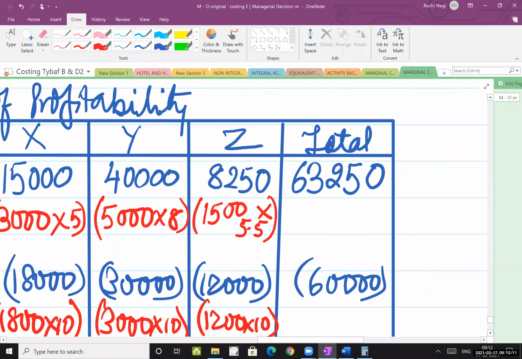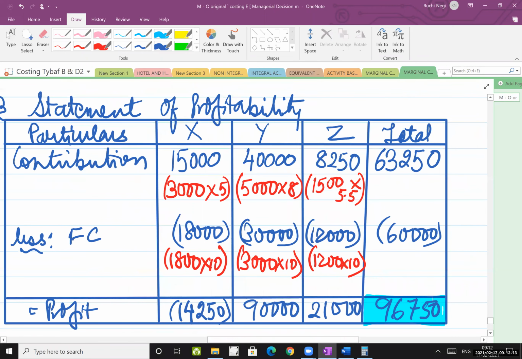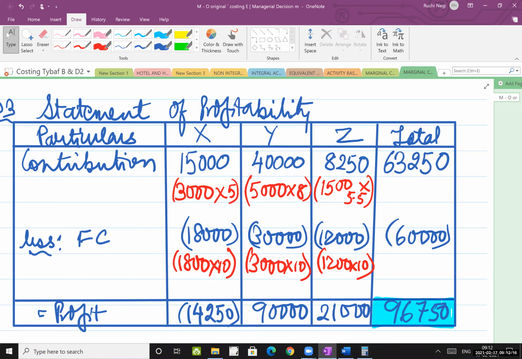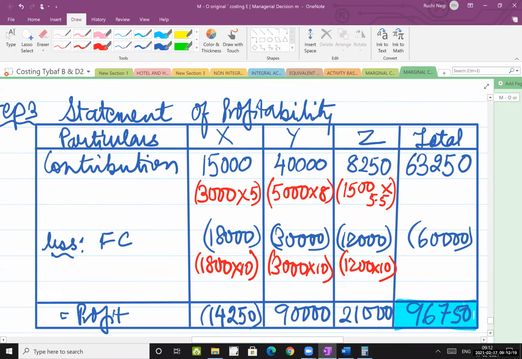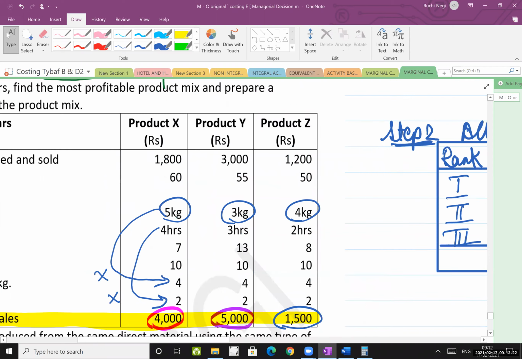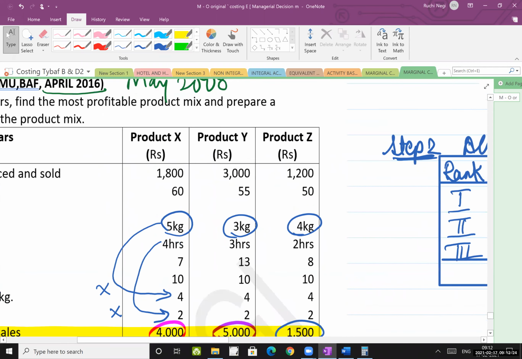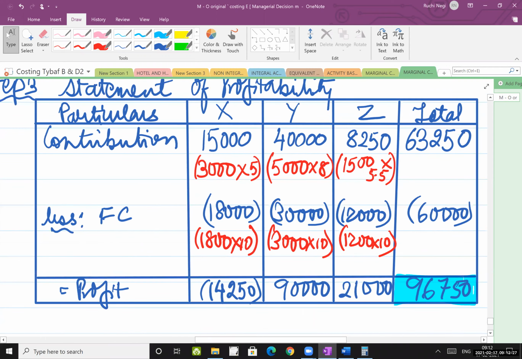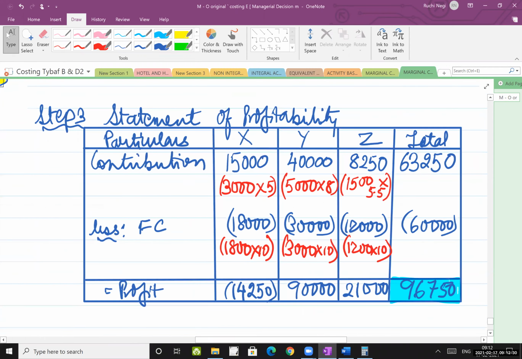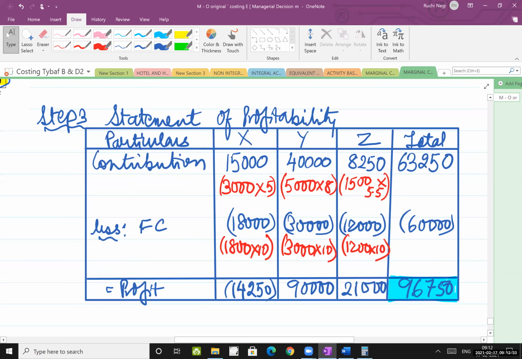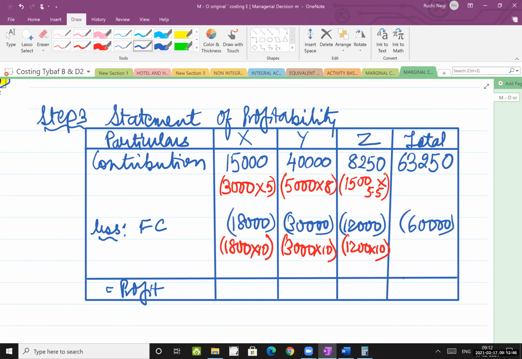Yeah, 63,250. Okay. Fixed cost will be calculated on your budgeted basis. That is how much? X, Y, Z are 1800, 3000 and 1200, into 10 into 10 into 10 respectively. So 18,000, 30,000 and 12,000, and the total comes to 60,000.